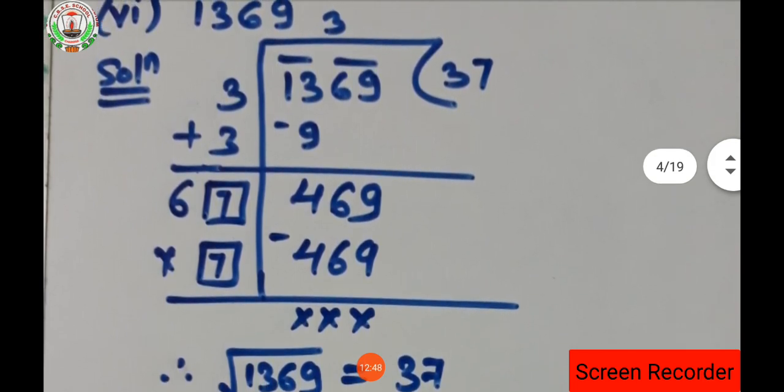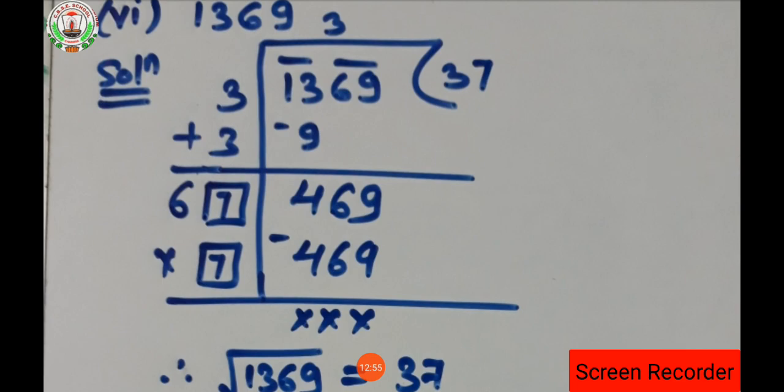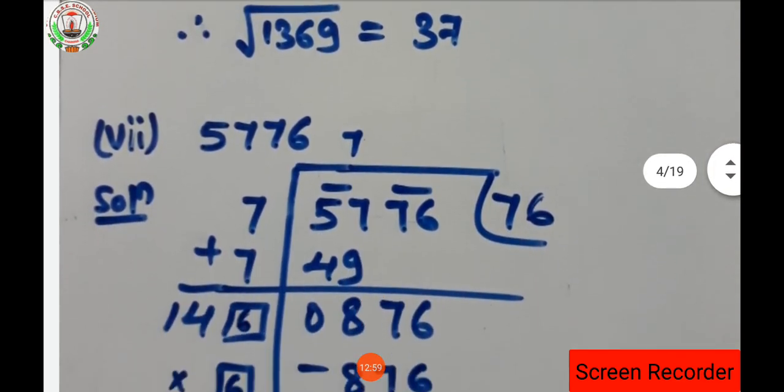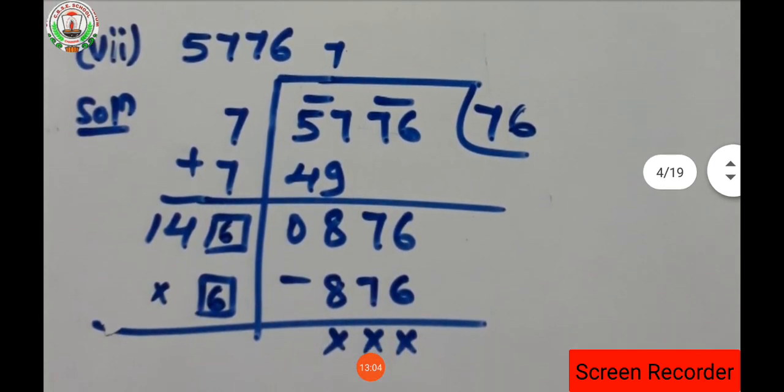Okay, so what is the answer for 1369? The square root of 1369 is 37. Clear? This is the seventh part. Okay, what do we have to do here? Same process, no difference is there.